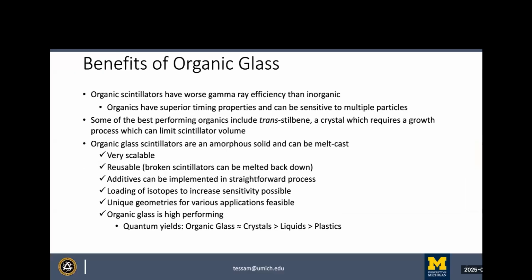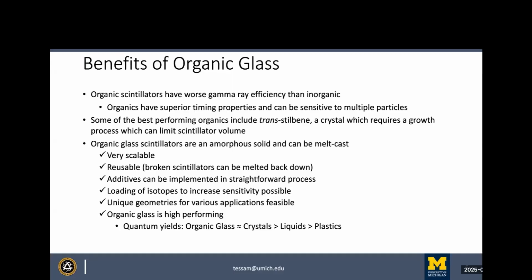Now, just to talk a little bit about why we like organic glass, it is true that organic scintillators in general have worse gamma ray efficiency than inorganic because they're not sensitive to full photoelectric deposition, only the Compton effect, but they do have superior timing properties and can be sensitive to multiple particles, meaning gammas and neutrons and betas. In general, our best performing organics include transstilbene. However, this is a crystal which requires a complicated growth process that limits the scintillator volume and is not on the market anymore.